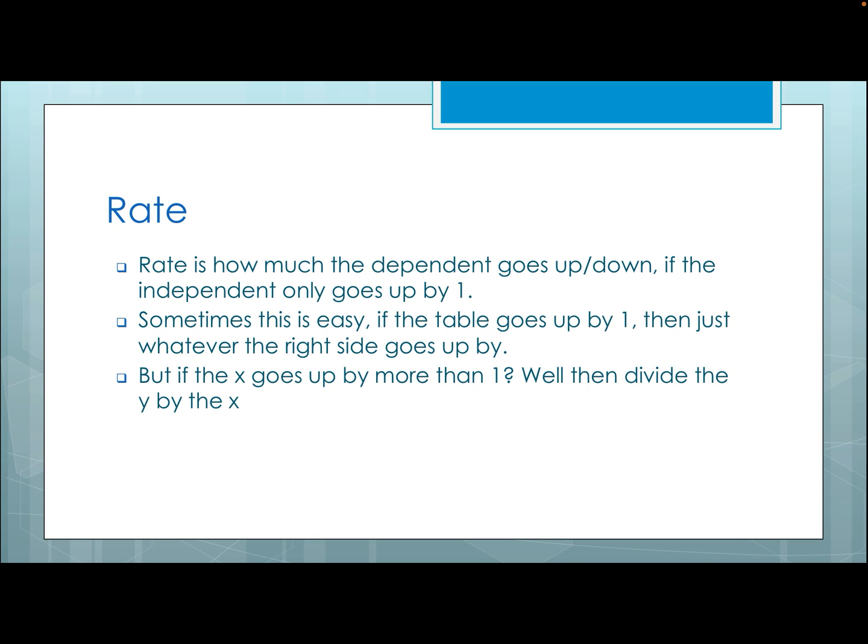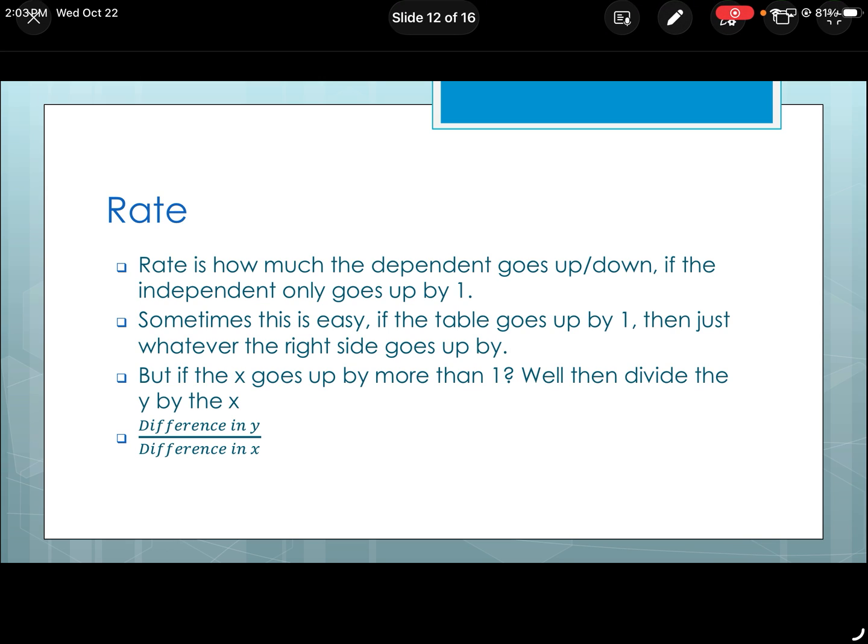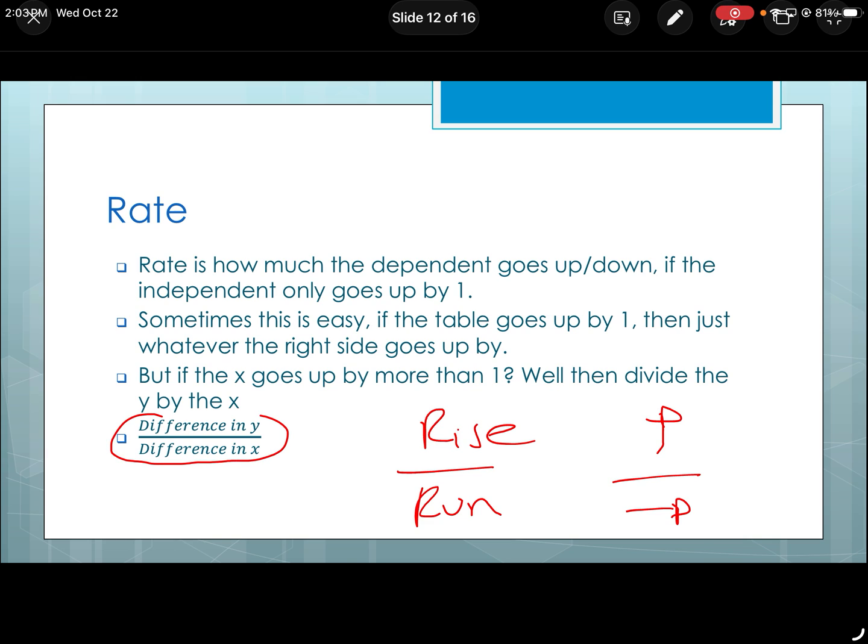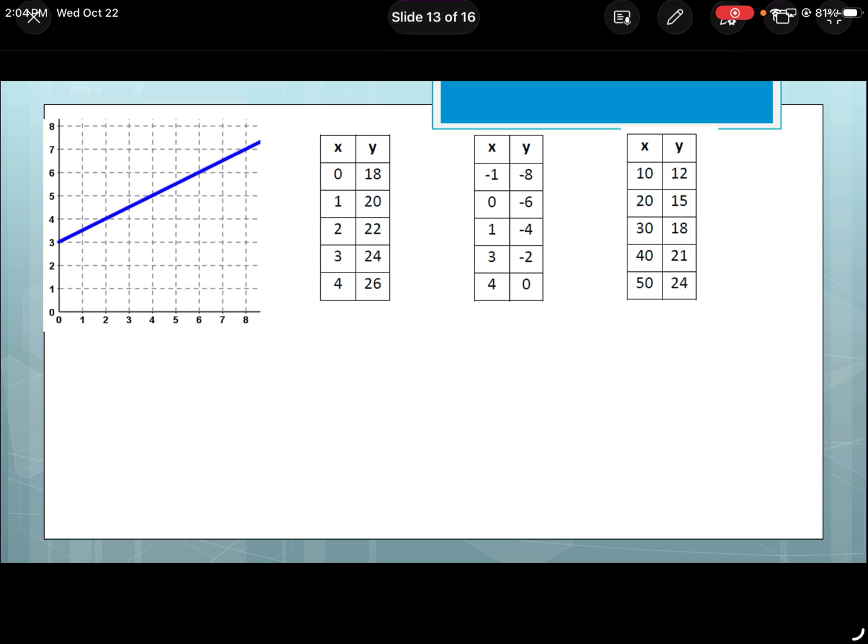However, if your x goes up by more than 1, then divide the y by the x. In other words, just divide the right-hand side of the table by the left-hand side. It's difference in the y over difference in x, or some teachers call it rise over run, or up divided by right. I don't care which one you use as long as you get the right answer. But as you get higher up, this one tends to come up a lot more, especially in grade 11. So if you want to start using the right language, that might be good, but that doesn't really matter for now.